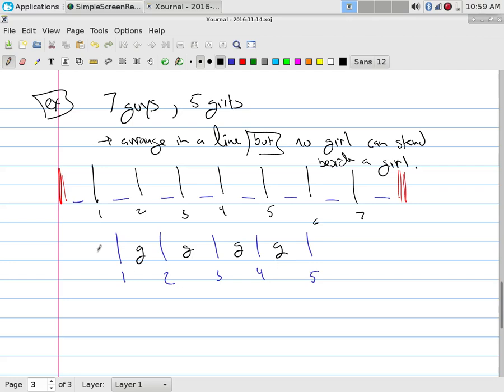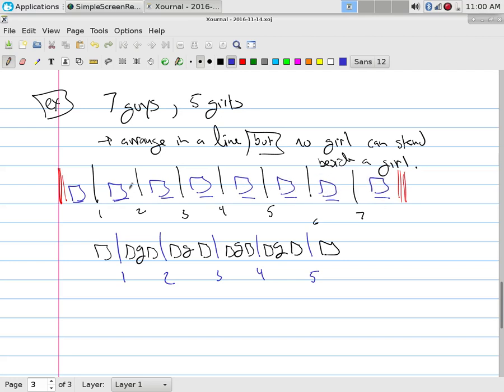But then how many slots do I have left for the other three guys? I could put them here, or here, or here, or here. For the last three guys, it doesn't matter where I put them, but those boxes are where I could put them. And so I could put a girl here, or here, or here. For these eight spots, take the five girls and put them in there.